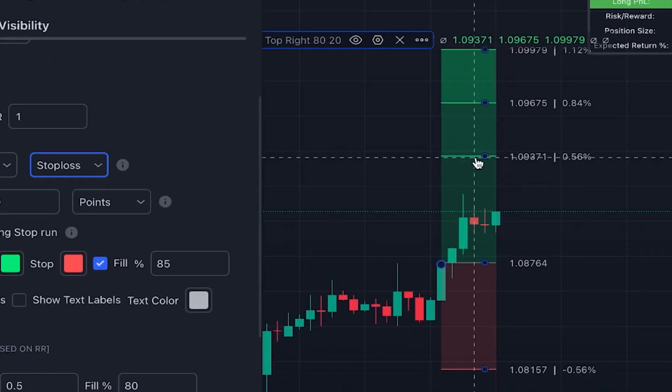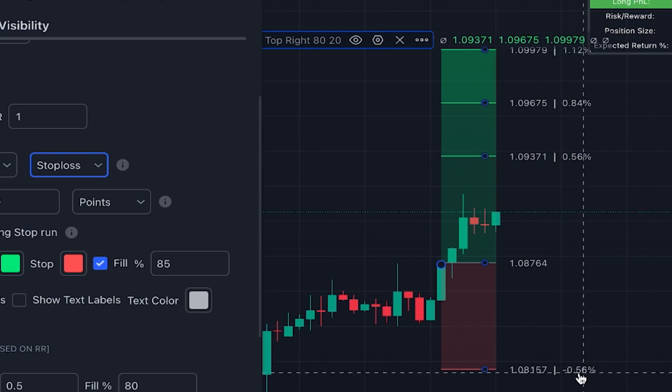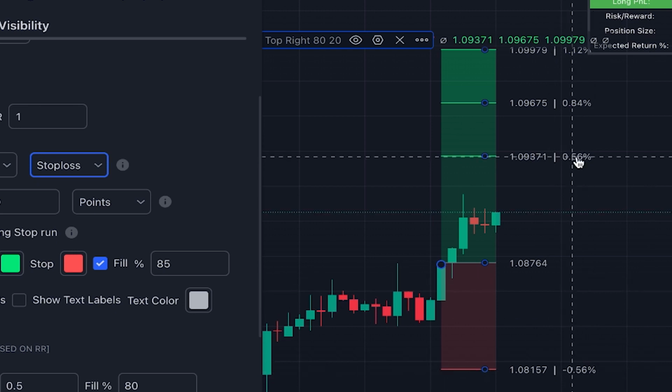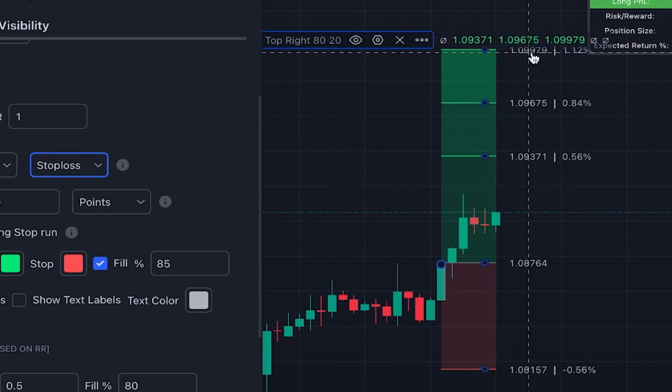So here, this is the level at a risk to reward ratio of 1, and we have the same amount of price change, which is 0.56%, similar to the stop loss. But here, this is negative and considered a loss, and here this is positive and considered a win. Here, this level is a risk to reward ratio of 1.5, and here this level is a risk to reward ratio of 2.